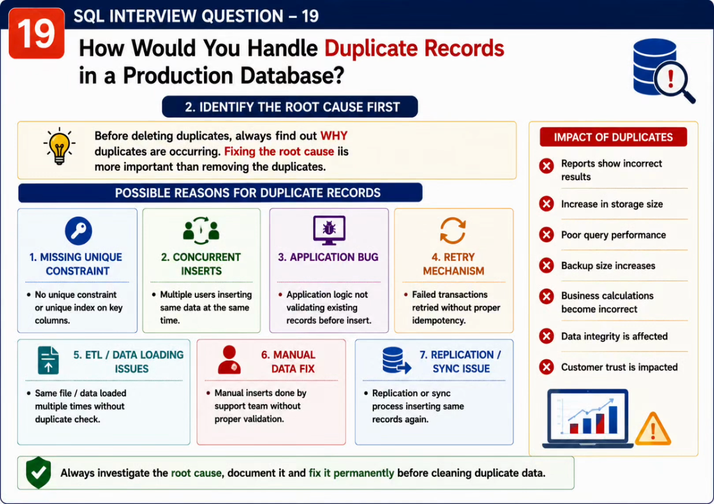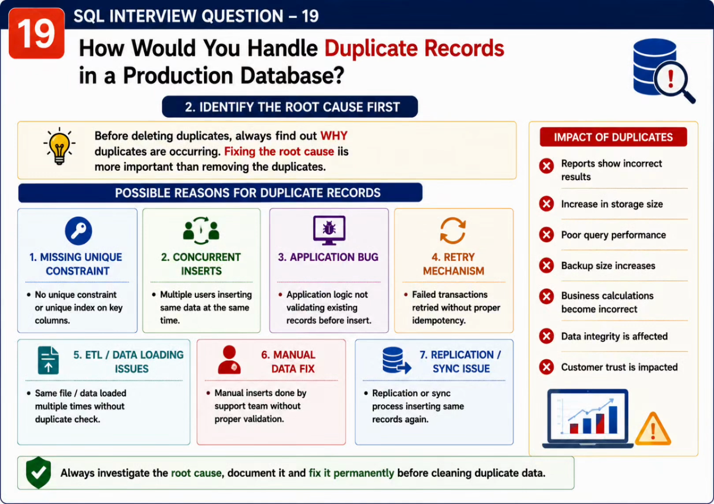In ETL projects, the same source file may be loaded multiple times accidentally. Sometimes a manual data correction script inserts duplicate records, or replication and synchronization issues may create duplicates. If we simply delete the duplicate rows without fixing the actual problem, the duplicates will come back again. So always remember, don't just clean the data, fix the process that creates the bad data.